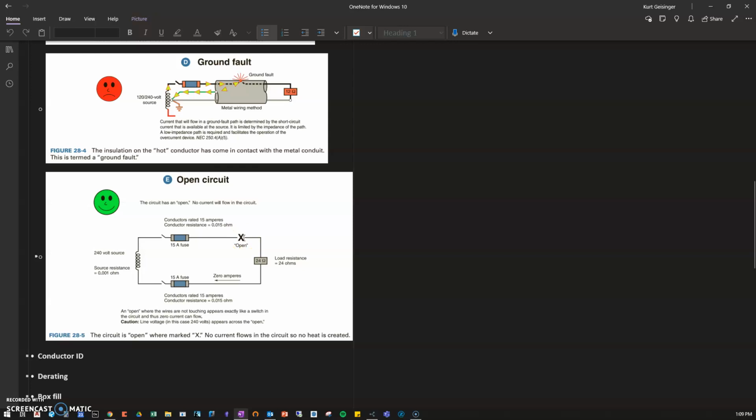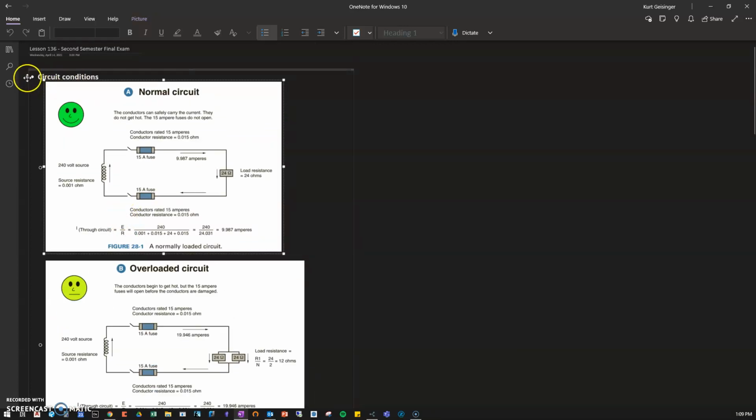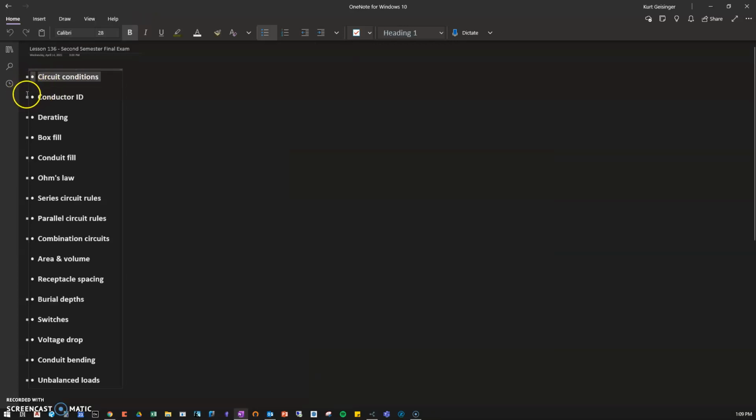Now, then again, maybe this is simply a switch that somebody turned off. That could be open as well. So it really depends on why we have that open circuit condition. But anyway, I wanted to refresh you guys on the five main circuit conditions that the book talks about, that we might encounter. So circuit conditions, keep those in mind. There's several questions around that information.